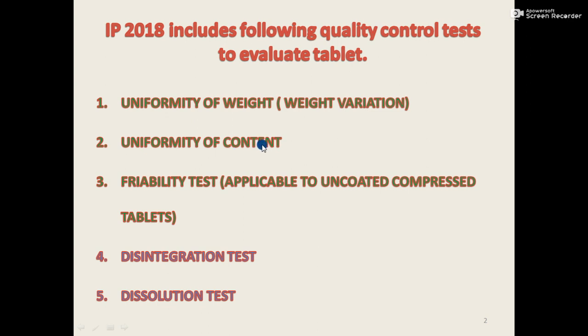Second, uniformity of content. Third test, friability test, which is applicable to uncoated compressed tablets. This means this test is not required for the coated tablets. Fourth test, disintegration test, and fifth test, that is dissolution test. So these are the 5 tests which are official or compendial tests. In this video, I will discuss the first 3 tests.